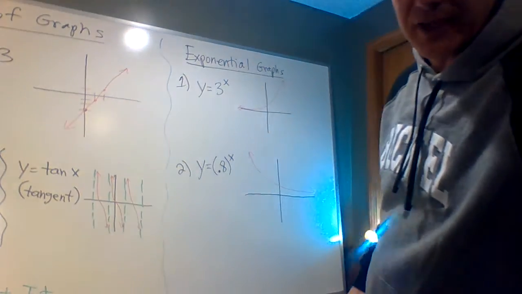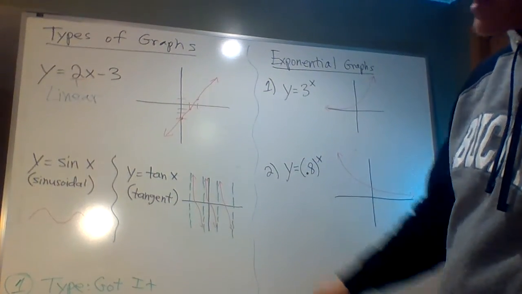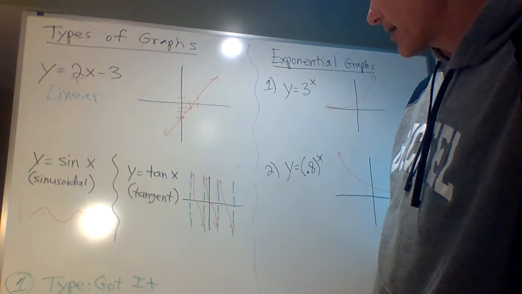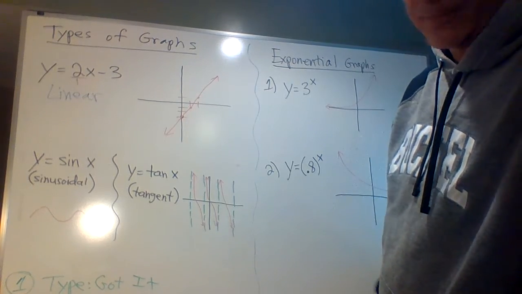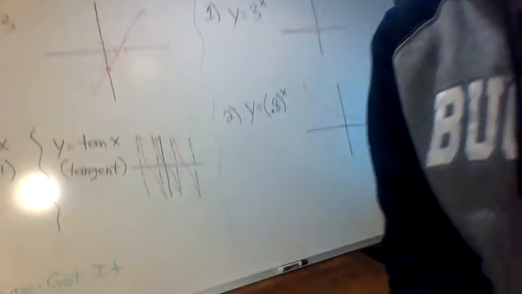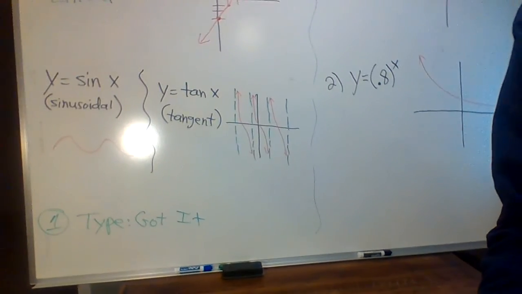Again, back over there, we have a linear. Sinusoidal is just the sine graph, the wave, and then tangent is these red zigzag things there.